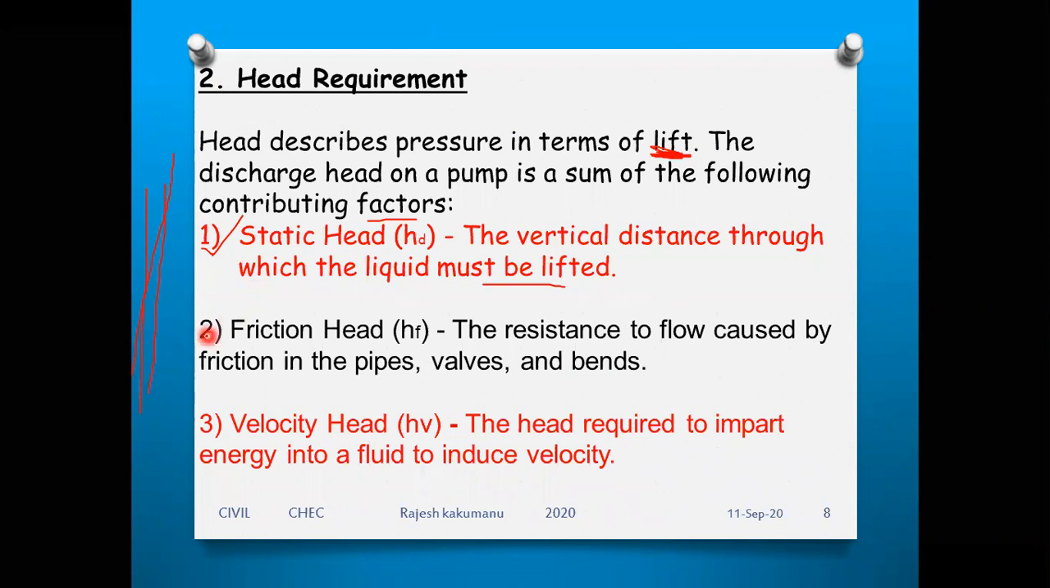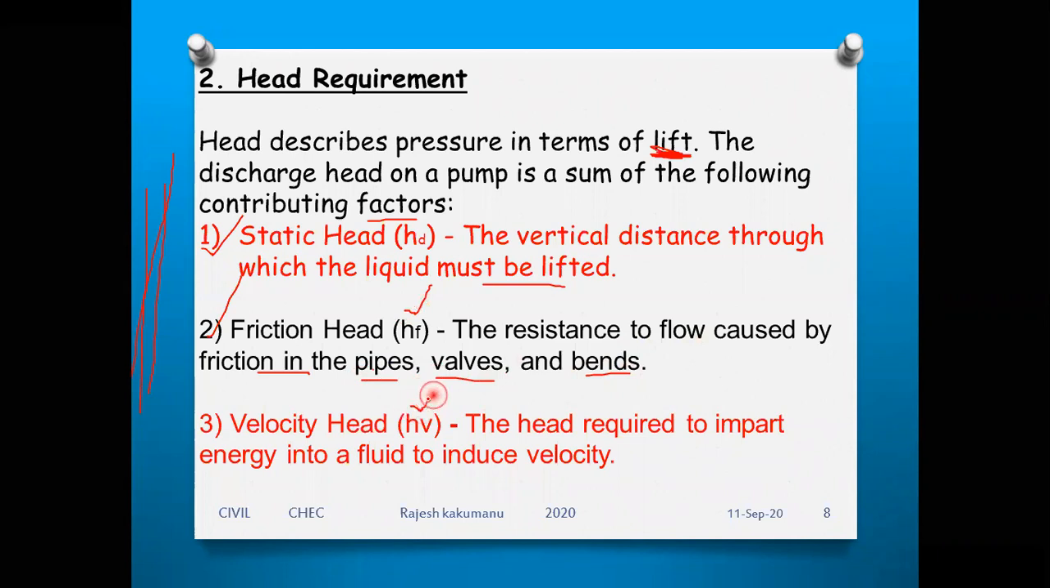Second one, friction head, HF. The resistance to flow caused by the friction in the pipes, valves and bends is nothing but friction head. Right? The friction head means the resistance to flow caused by the friction in the pipe, valves and bends. So ekkada friction jarugutundi, pipes lo gaani, valves madhyalo gaani, bends of the pipes lo gaani. The resistance to flow caused by the friction is nothing but the friction head, HF.